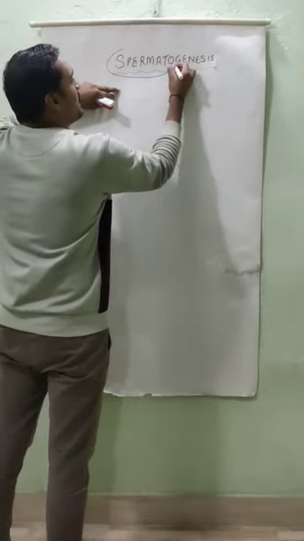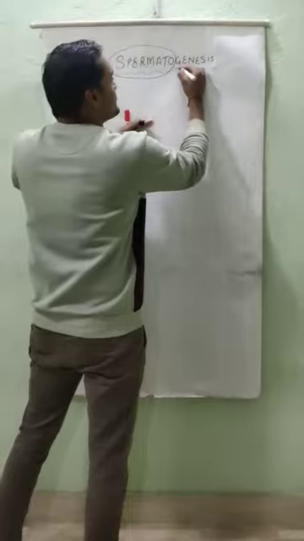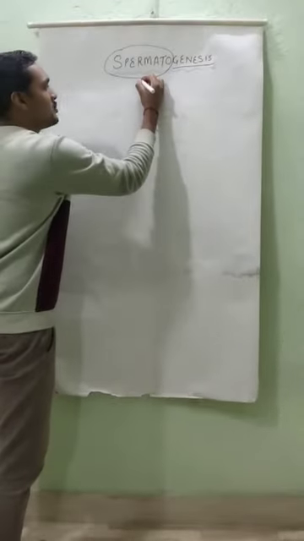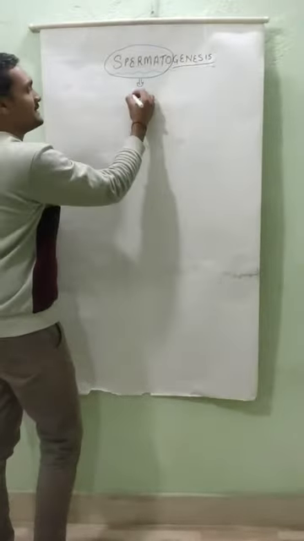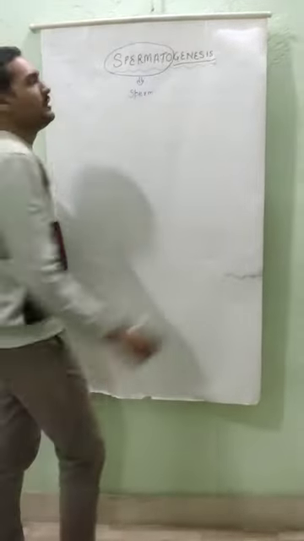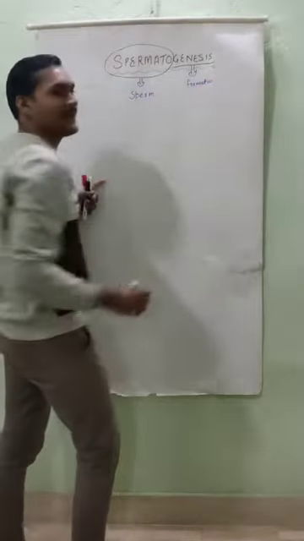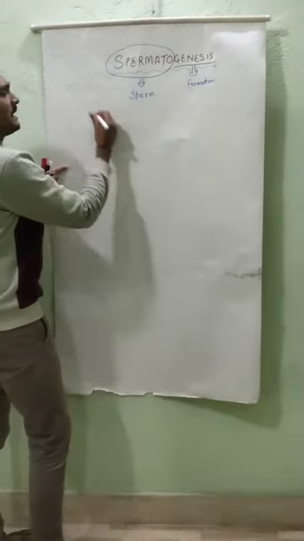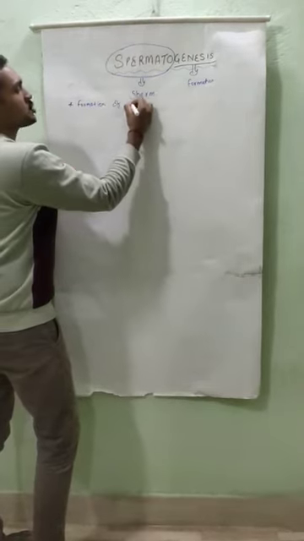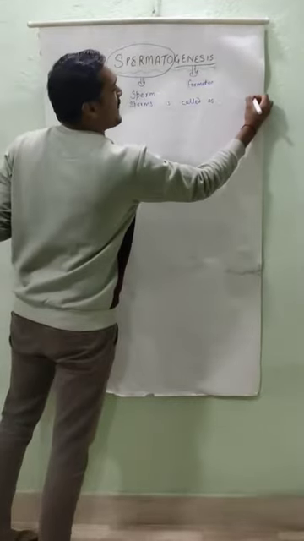of two words. The first word is spermato and the second word is genesis. Students, the word spermato means sperm, and the word genesis means formation. So, in a simple sentence, we can say that formation of sperms is called spermatogenesis.